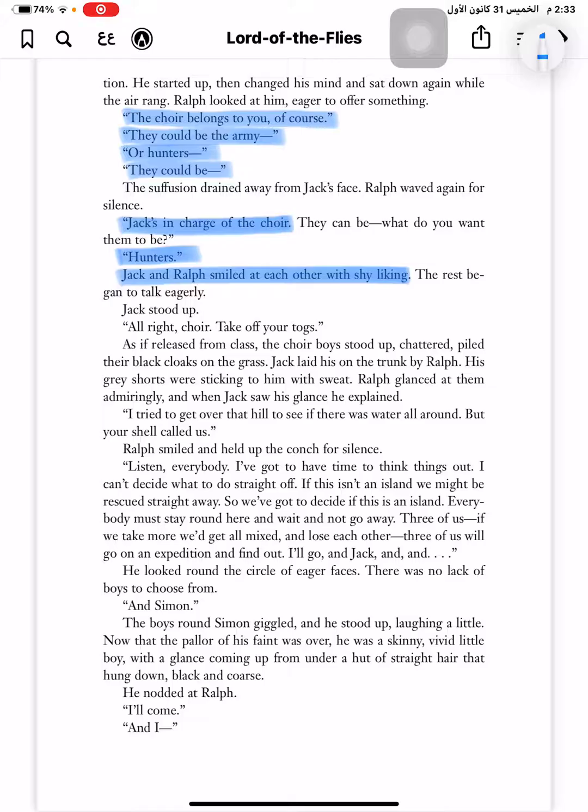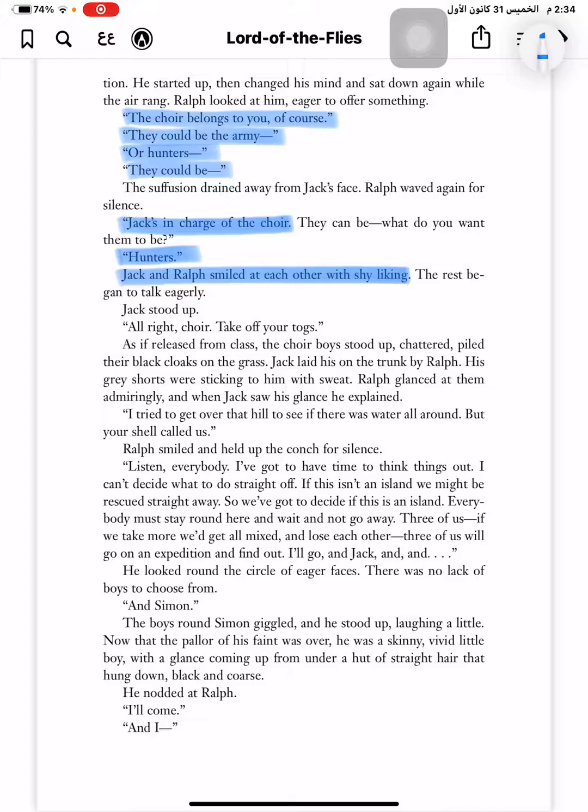The first step is really a reference for order, which overcomes disorder at this moment on the island. They think about being rescued and rules, everything, at this moment in the novel. If this isn't an island, we might be rescued straight away. So we've got to decide if this is an island.